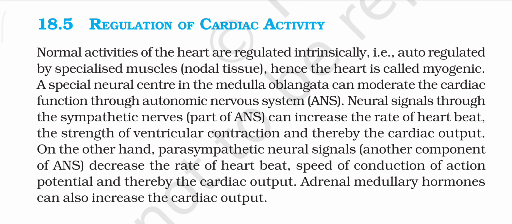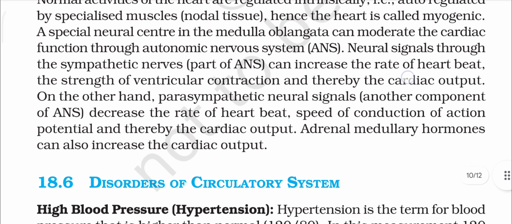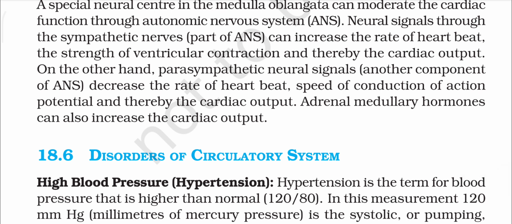Neural signals through the sympathetic nervous system can increase the rate of heartbeat, the strength of ventricular contraction, and thereby the cardiac output. On the other hand, parasympathetic neural signals, another component of ANS, decrease the rate of heartbeat, speed of conduction of action potential, and thereby the cardiac output. Adrenal medullary hormone can also increase the cardiac output.